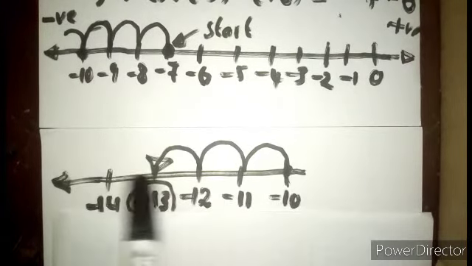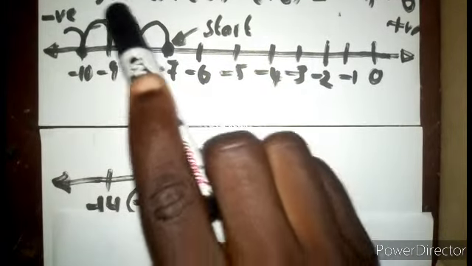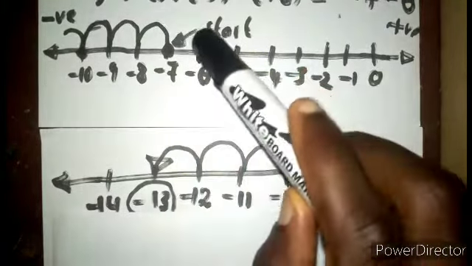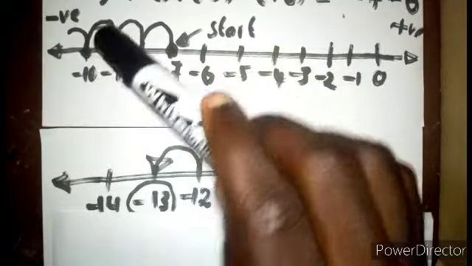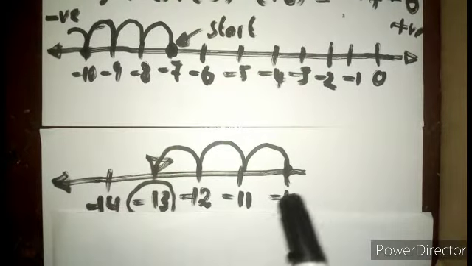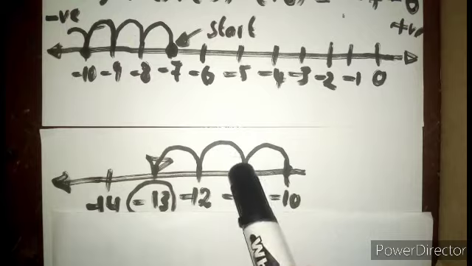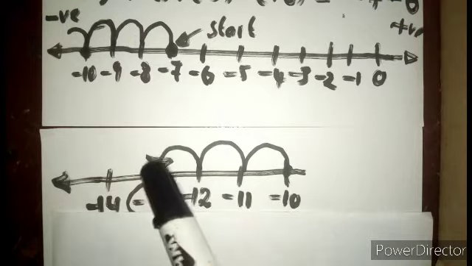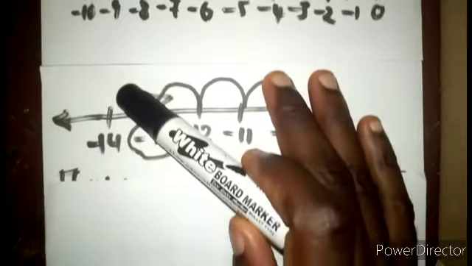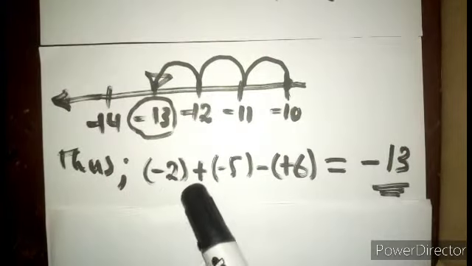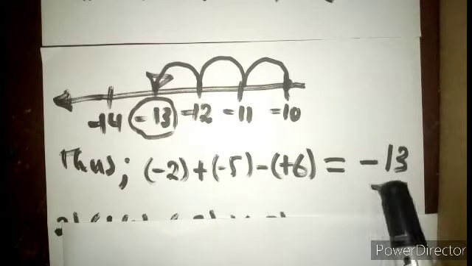You see this number line is continuing from here. So how many moves did we do here? Let's count it again. We have 1, 2, 3. 3 is at minus 10. So this is still minus 10. So the count there is at least 3, 4, 5, and 6. So 6 we have negative 13. Thus, what does that imply? That negative 2 plus minus 5 minus plus 6 is what? Negative 13.